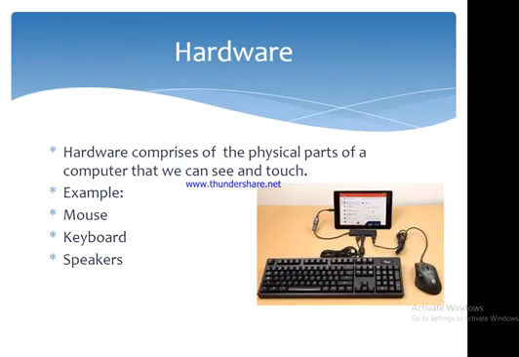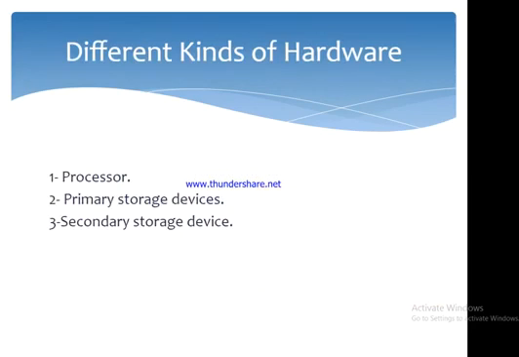For example, mouse, keyboard and speakers. Can you give me some more examples? Correct, you are. Monitor, CPU, scanner, printer, these all are called hardware as well because we can see and touch them. Now we are moving to different kinds of hardware. We are going to learn about only 3 kinds: processor, primary storage device and secondary storage device.